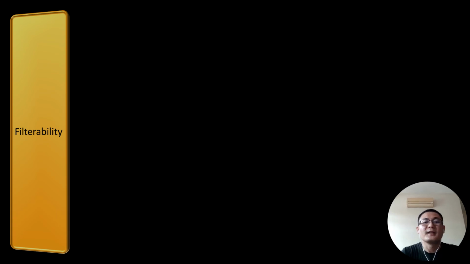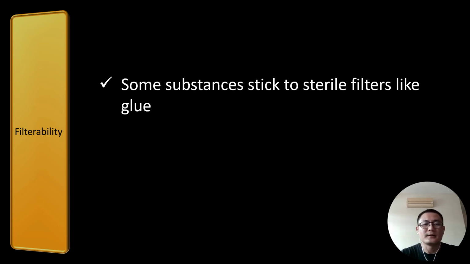Next, let's review from the point of filterability. Some problematic substances are sticky to the sterile filter. These substances increase the product viscosity and reduce filtration flow. Do you know which substances are categorized as problematic substances? They are glucans, pentosans, proteins, and pectins.